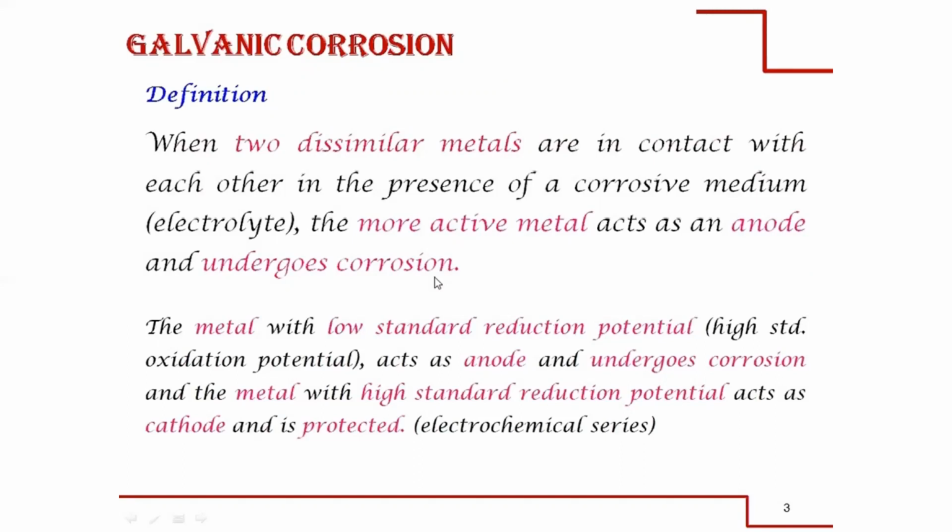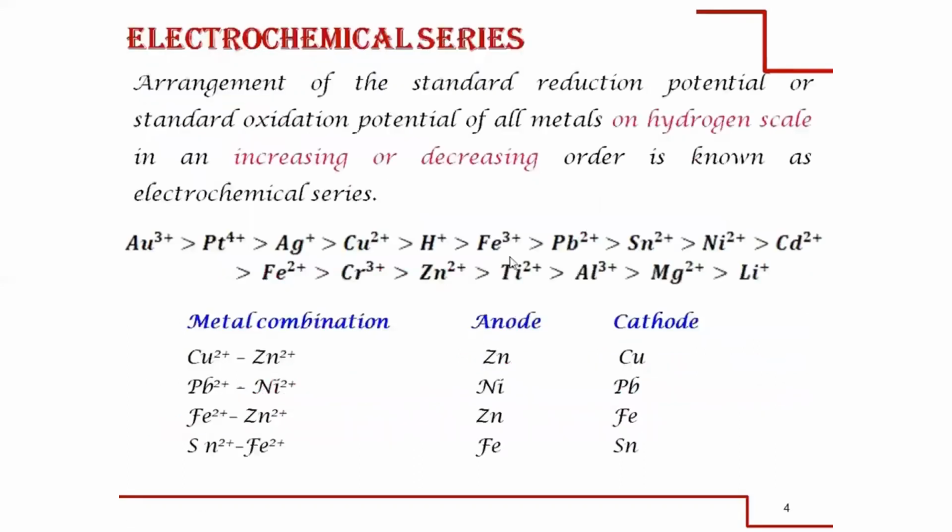This can be better understood by the electrochemical series. In an electrochemical series, the metals are arranged based on their standard reduction potential. For example, if you take two metals, copper and zinc, placed in a corrosive environment, zinc has a lower electrode potential and is taken as anode, whereas copper has a higher reduction potential and is taken as cathode. This can be understood from the electrochemical series.